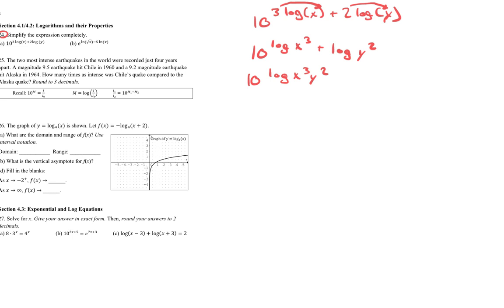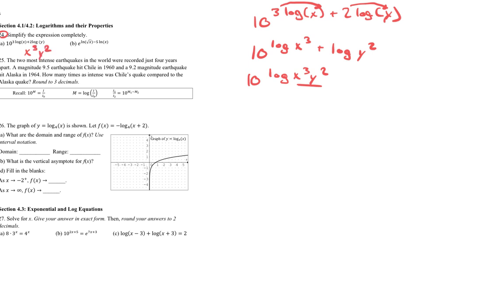And then from here, the last thing to do is to recognize that if we have 10 to the log base 10, they sort of cancel each other out, and all that we'll be left with is this part right here, which is x cubed y squared.